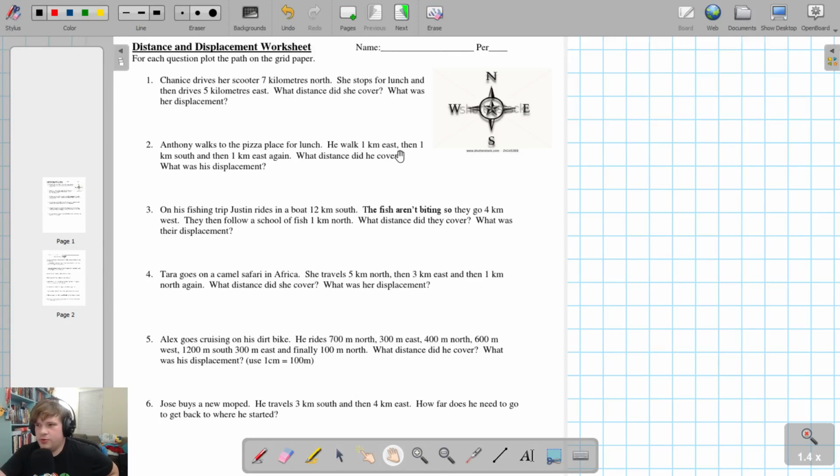Let's just start at number 1. Let's just do a real quick one. Okay. So, she drives 7 kilometers north. So we want to start here. Go 1, 2, 3, 4, 5, 6, 7. Cool. Then she goes 5 kilometers east. 1, 2, 3, 4, 5.